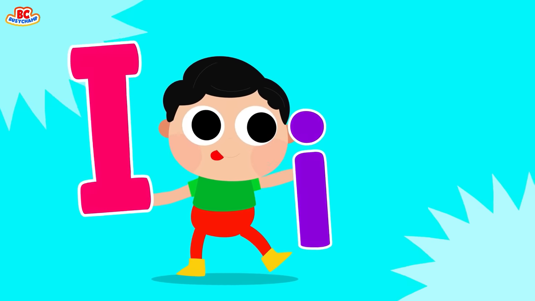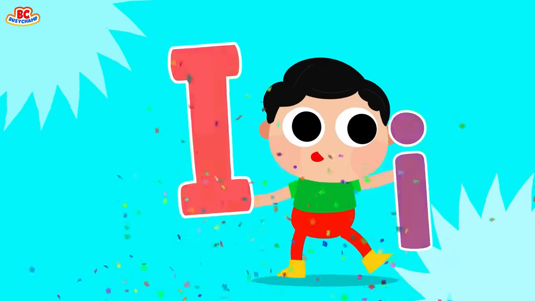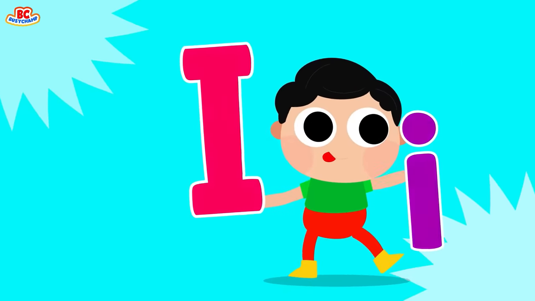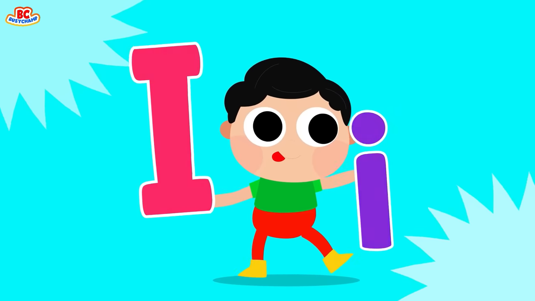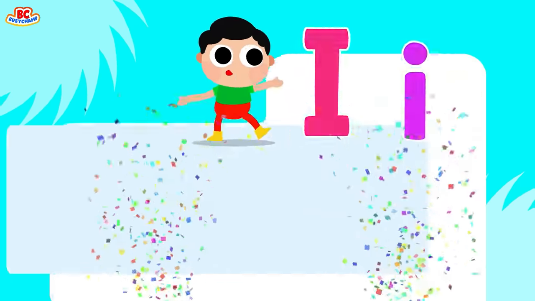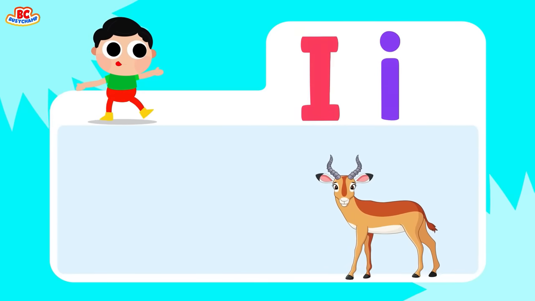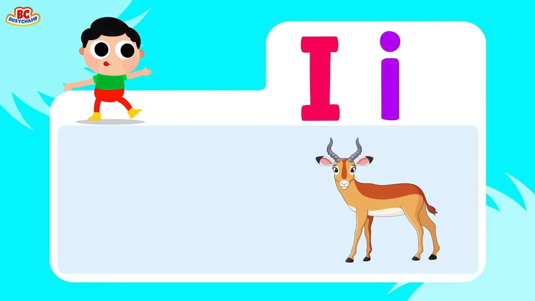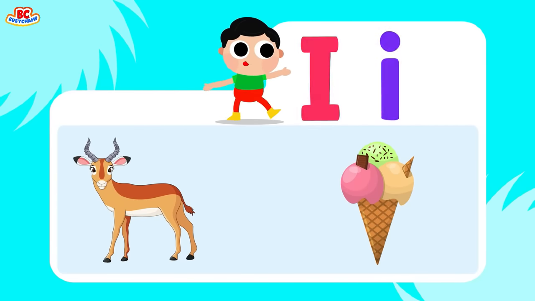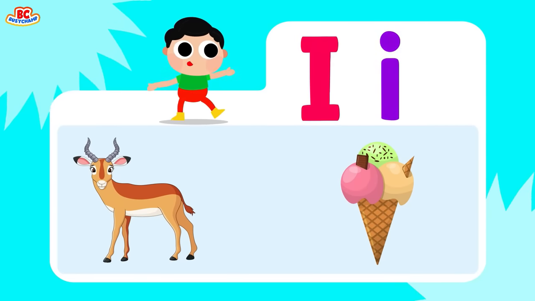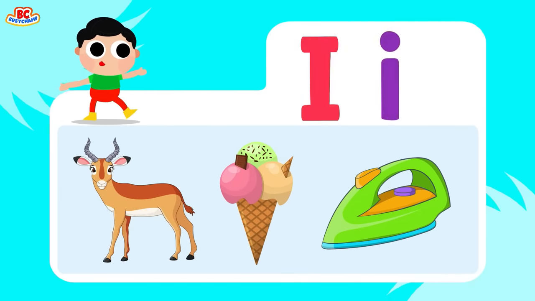Which alphabet can you see in my hand? I have the letter I in my right hand and its sound E in my left hand. And there are so many words that begin with letter I. I called impala. E, E, impala. I called ice cream. E, E, ice cream. I called iron. E, E, iron.